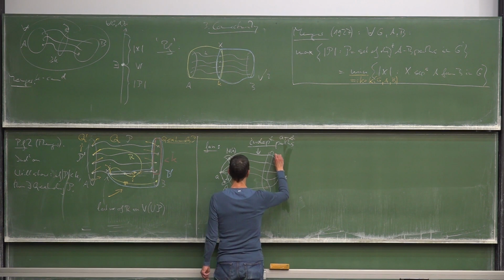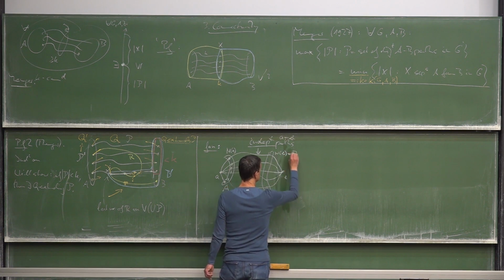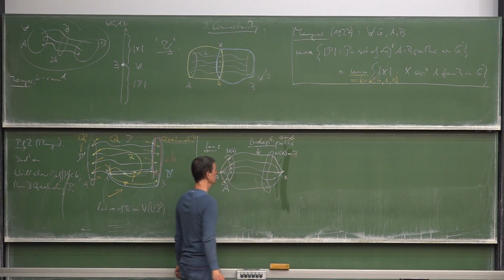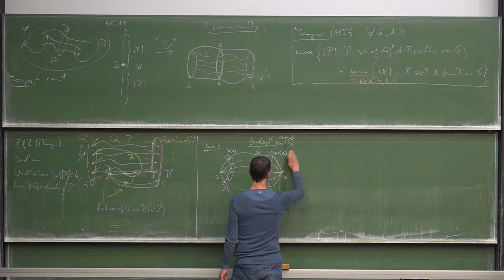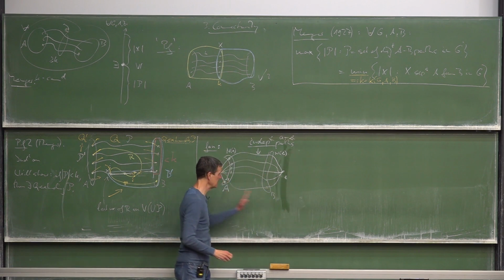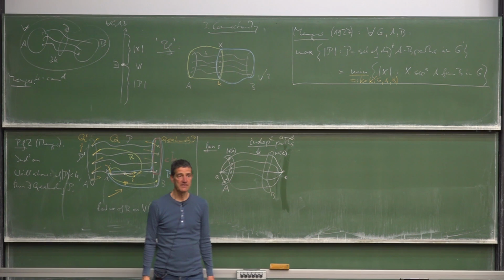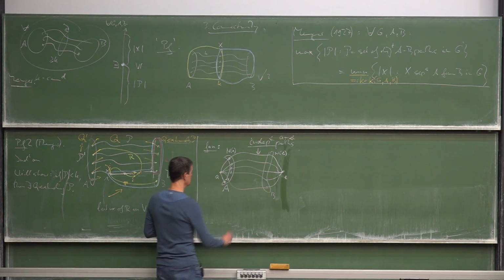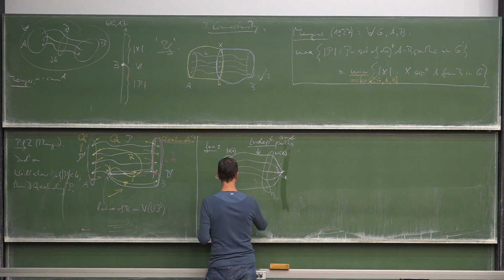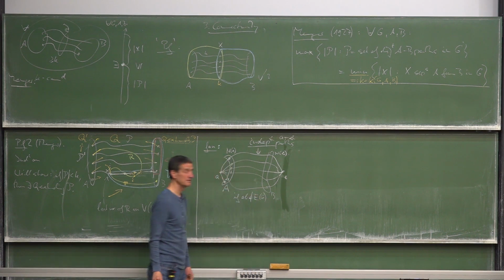We consider N of B, call that big B. And then we apply Menger between A and B. Now there's one little caveat, and that is that it works only if AB is not an edge of G.